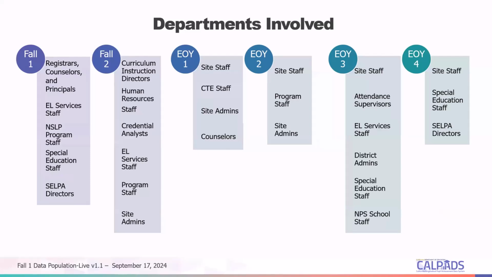Based on the file types collected and the information contained in those file types, these are the departments involved in each of the submissions. In Fall 1, registrars, counselors, and principals are involved, as well as English Learner Services staff, National School Lunch Program staff, special education staff, and SELPA directors. Because of this, we recommend that you build strong relationships with the relevant staff in these departments. This kind of coalition building is a key competency and indicator for success in CALPADS submissions.